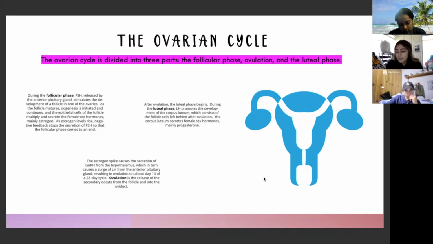The estrogen spike causes the secretion of GnRH from the hypothalamus, which in turn causes a surge of LH from the anterior pituitary gland, resulting in ovulation on about day 14 of a 28-day cycle. Ovulation is the release of the secondary oocyte from the follicle and into the oviduct. After ovulation, the luteal phase begins. During the luteal phase, LH promotes the development of the corpus luteum, which consists of the follicle cells left behind after ovulation. The corpus luteum secretes female sex hormones, mainly progesterone.